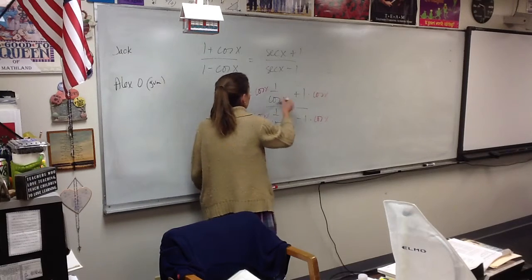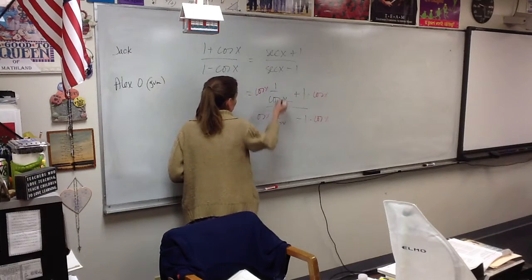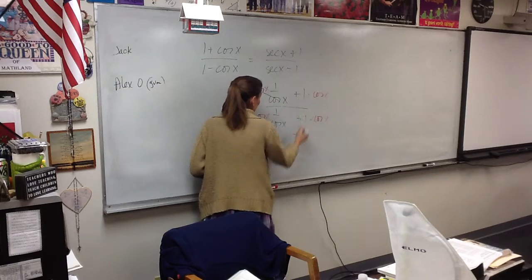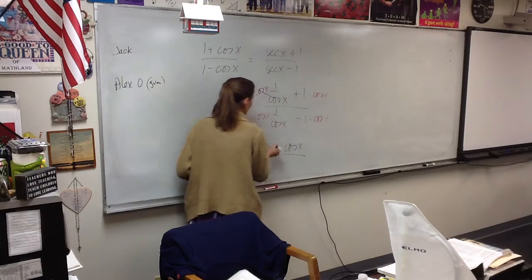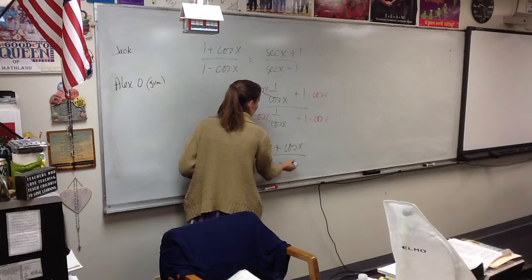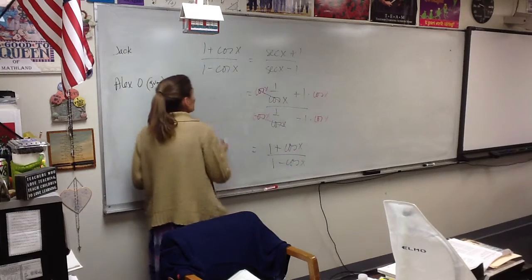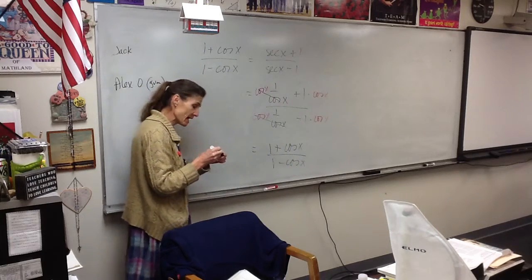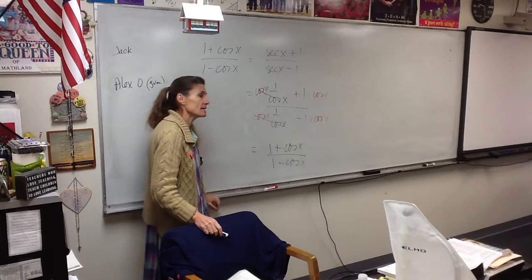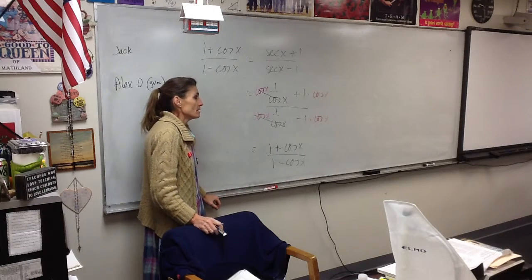So what will happen here? What will I be left with? 1 plus cosine x over 1 minus cosine x. What was I trying to end up with? That exact same thing.